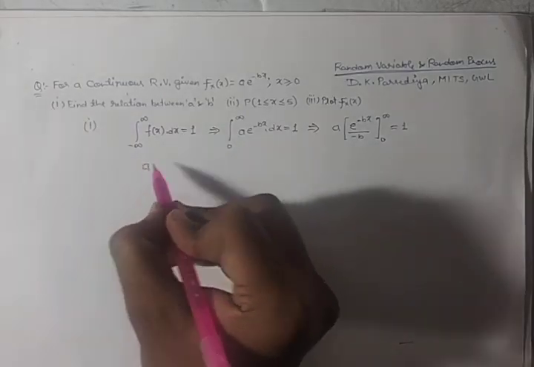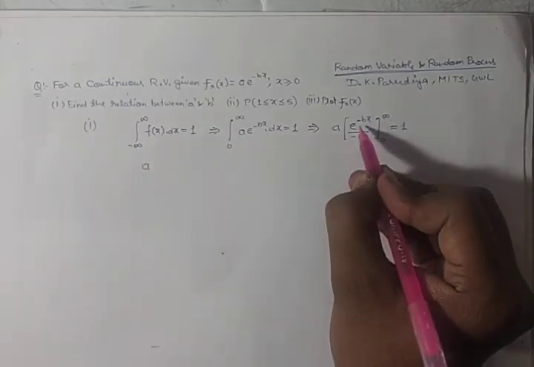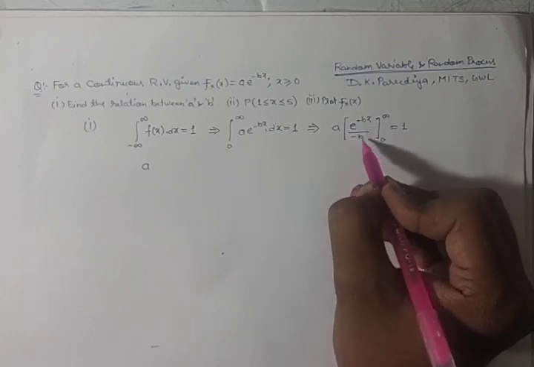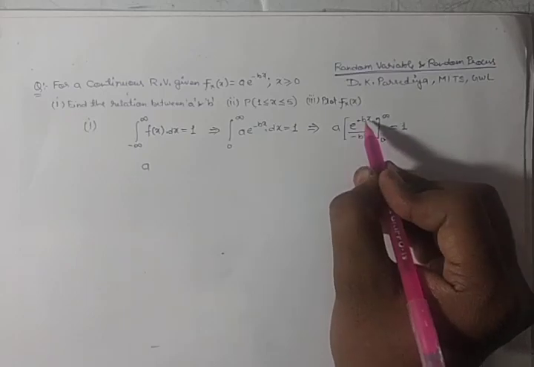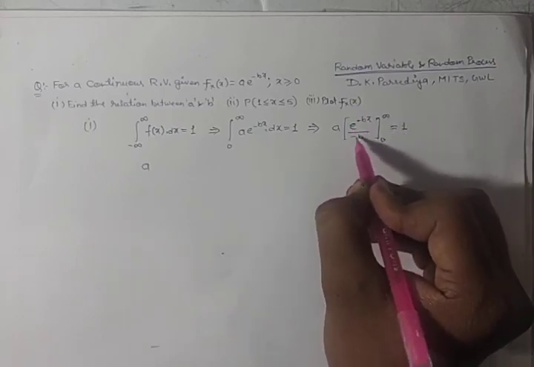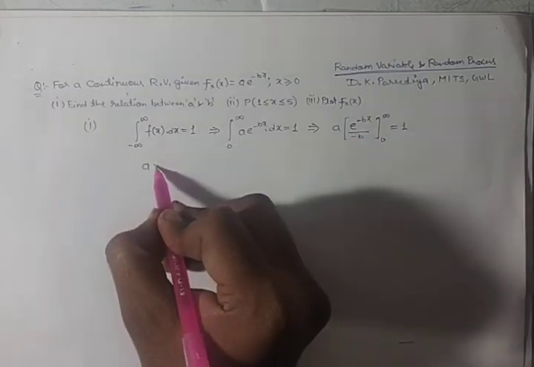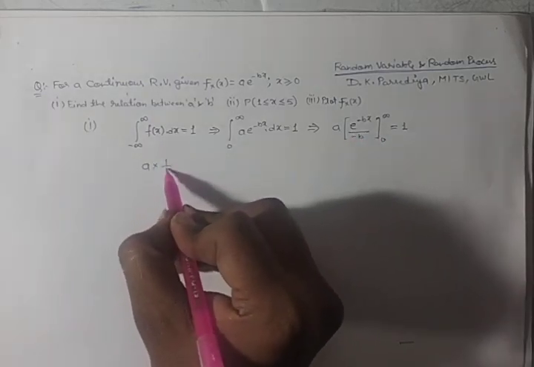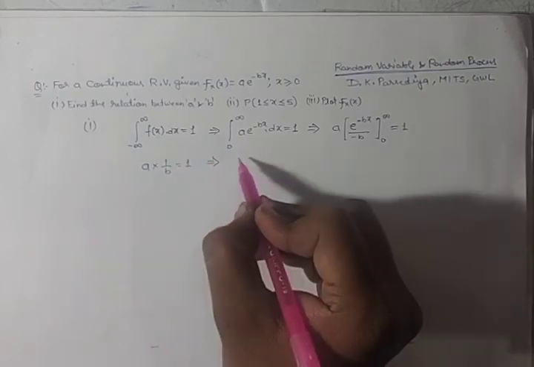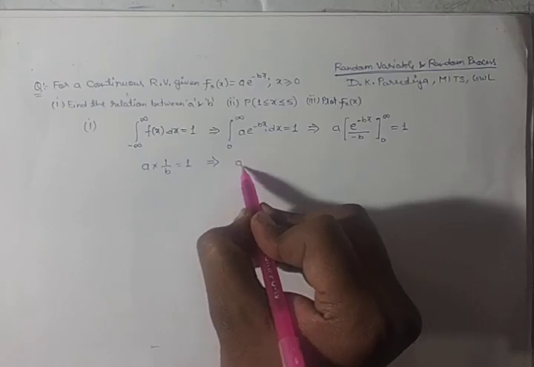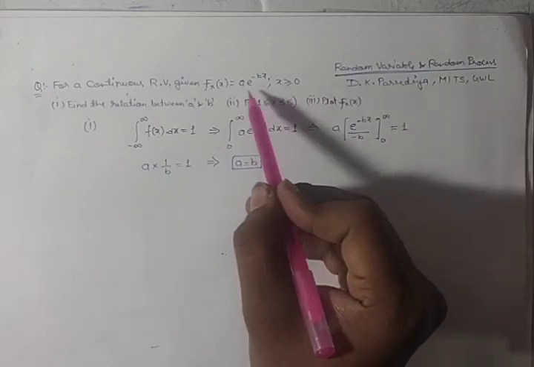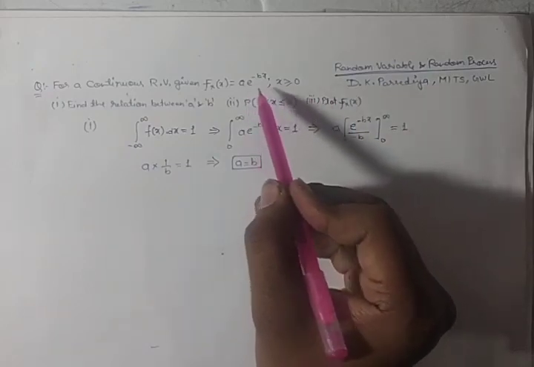So a, when we substitute the upper limit, we will get e to the power minus infinity, and that is nothing but 0. When we substitute the lower limit, e to the power minus b times 0 will be 1, and minus minus will be plus. So this is 1 by b is equal to 1. So this will give us the relationship between a and b. That means a is equal to b for the given exponential density function.